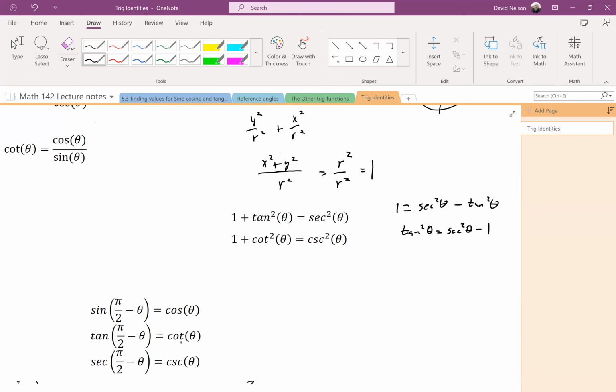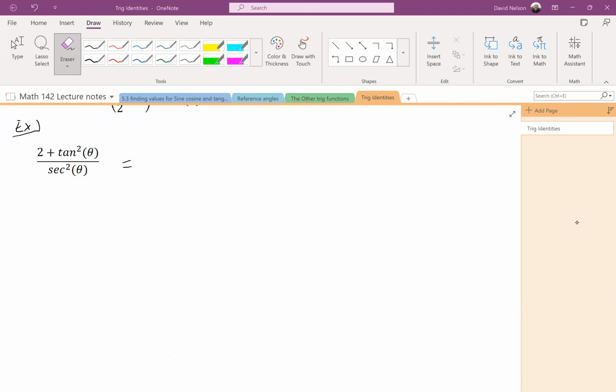Sometimes useful. Those aren't nearly as useful as the previous ones, the trig identities, the Pythagorean identities, the reciprocal identities that are out there. So let's take a look at using an example, using these identities to simplify an expression.